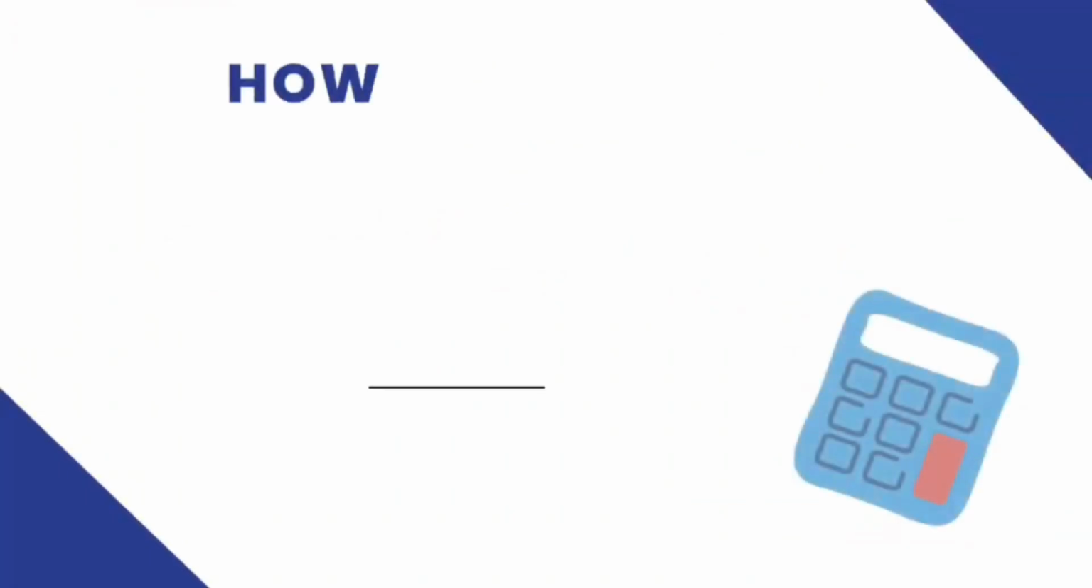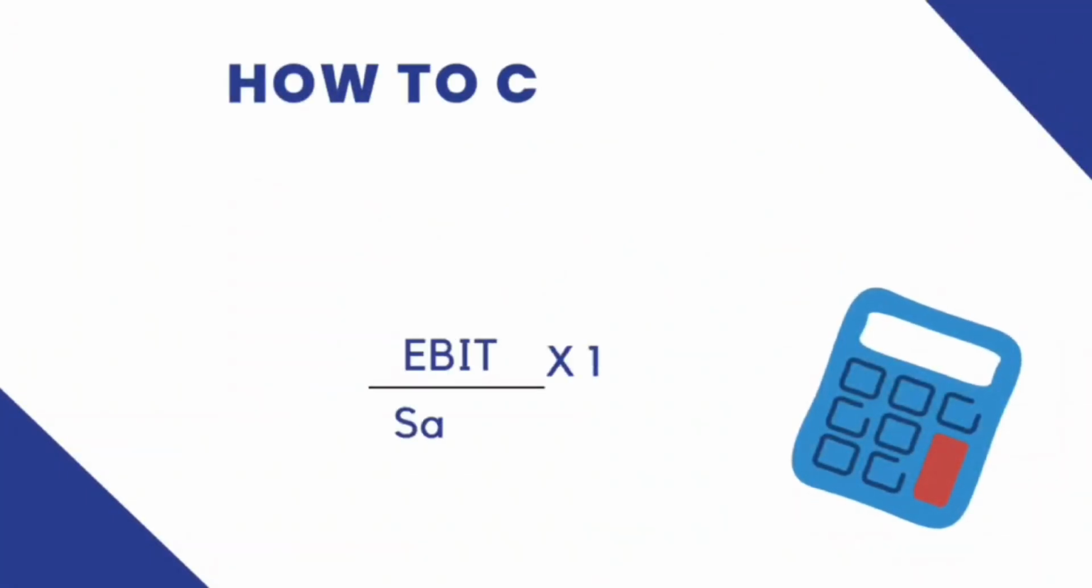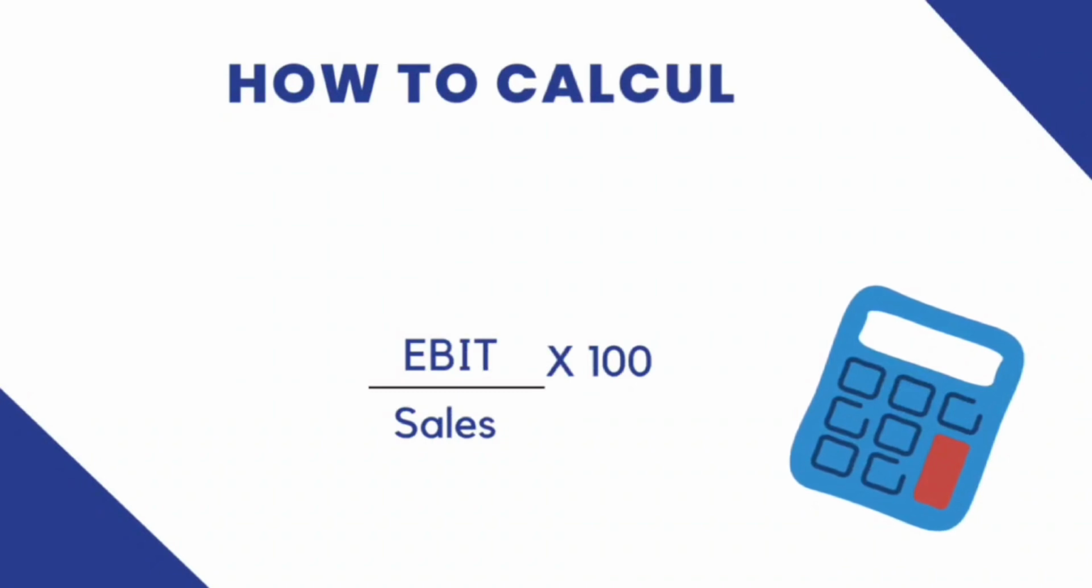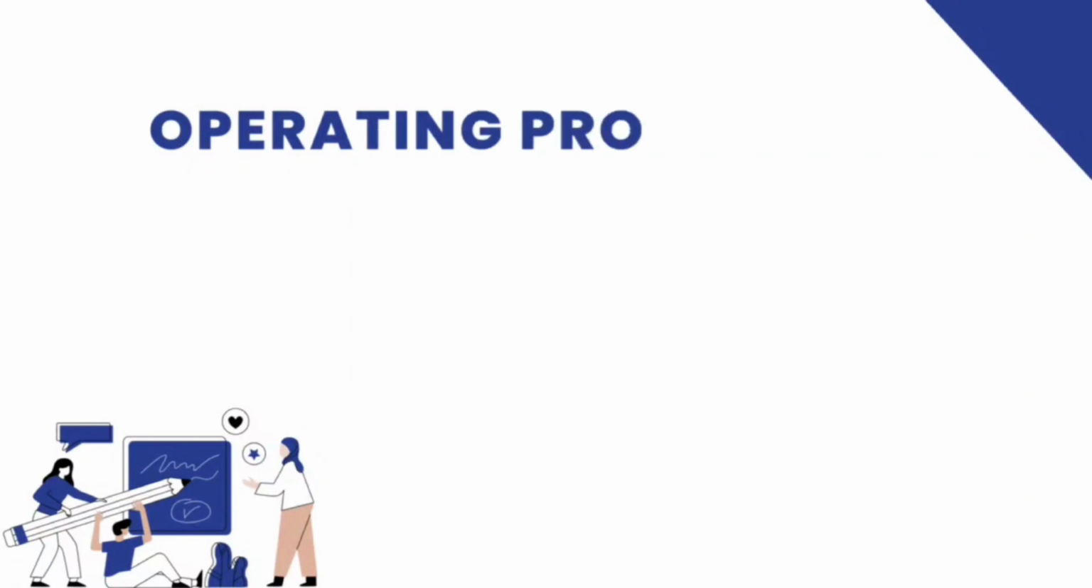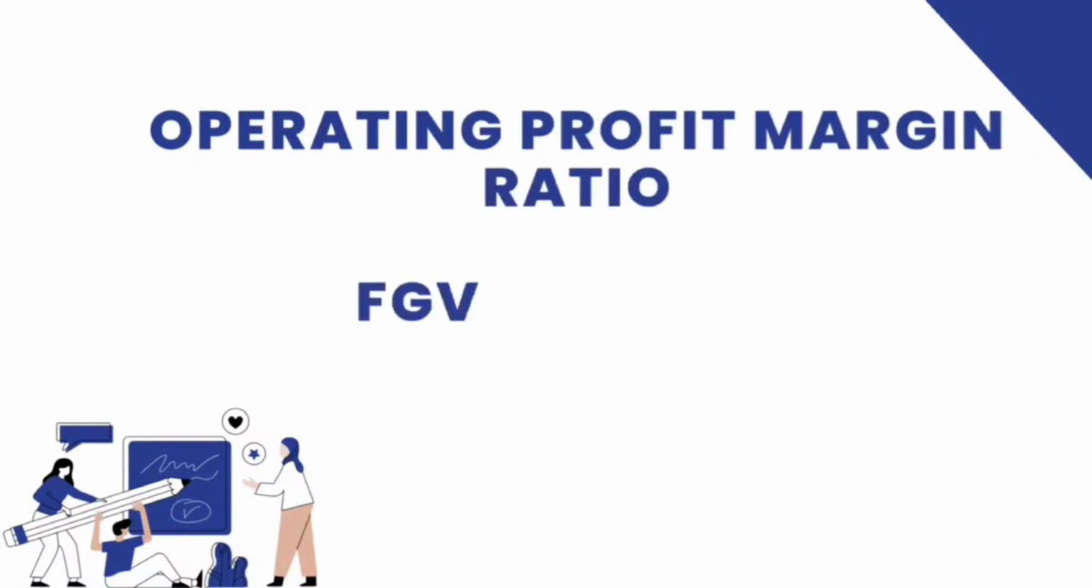How do we calculate the operating profit ratio? We calculate it by earnings before interest and tax, also known as EBIT, divided by sales and multiplied by 100. Let's see the operating profit margin ratio between FGV Holding and IOI Corporation within year 2020 and 2021.